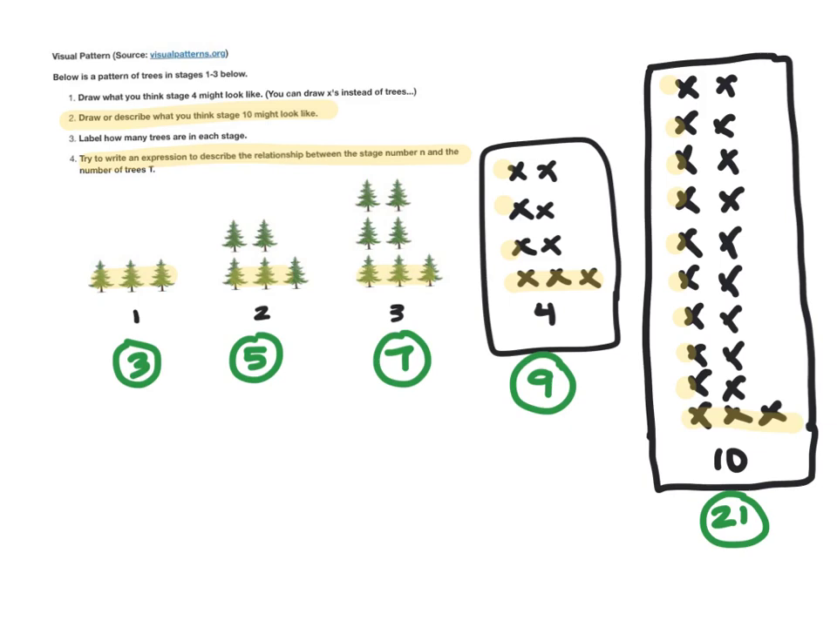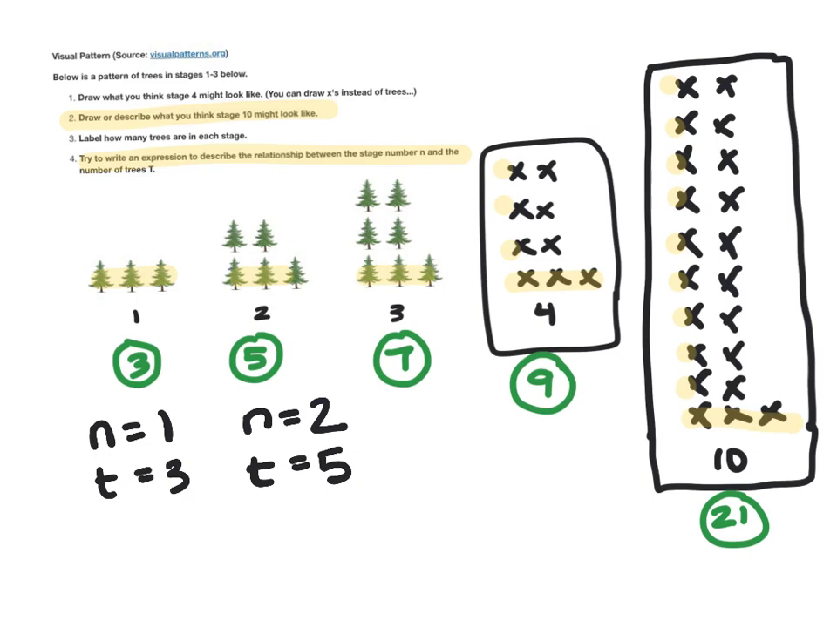So remember, an algebraic expression uses variables and numbers to create a statement about something. We don't need an equal sign. We just need to write how n and t fit together. So let's think about this for a minute. In the first one, I have stage 1, so n is equal to 1, and the number of trees t is equal to 3. Let's do that again. In this one, the stage number is 2, and the number of trees is 5.